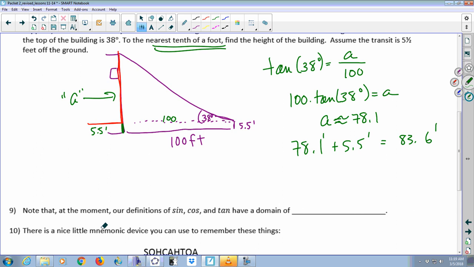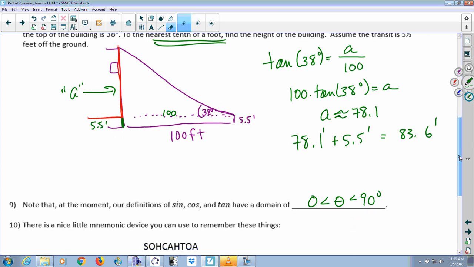Note that at the moment, our definitions for sine, cosine, and tangent are always about these two angles. What do those two angles add up to? 90. So both angles have to be less than 90. Do we know what we call those cute little angles? Acute, yeah. So our angle theta is strictly less than 90 degrees and greater than 0 degrees. They're always acute angles, and that's just what we're dealing with at the moment.